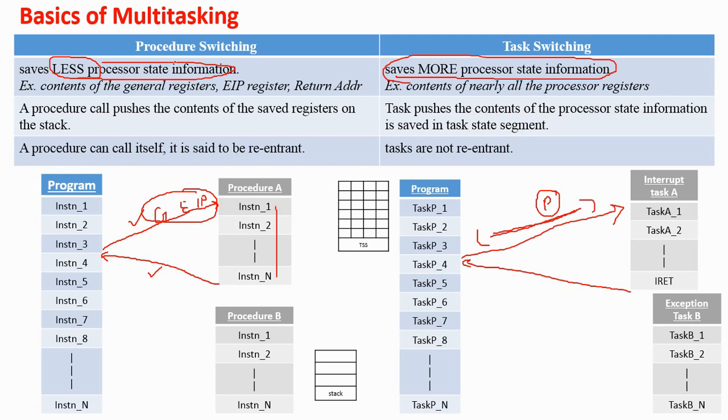Whenever procedure switching happens, the microprocessor saves this information onto the stack. And whenever task switching happens, lots of information is available which is to be saved. So for that purpose, the microprocessor uses the TSS, the task state segment. It is one type of stack, but to save more processor state information, the microprocessor uses the TSS. So all that information will be saved onto the TSS.